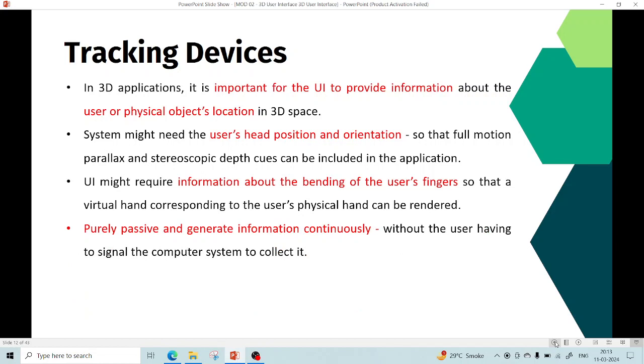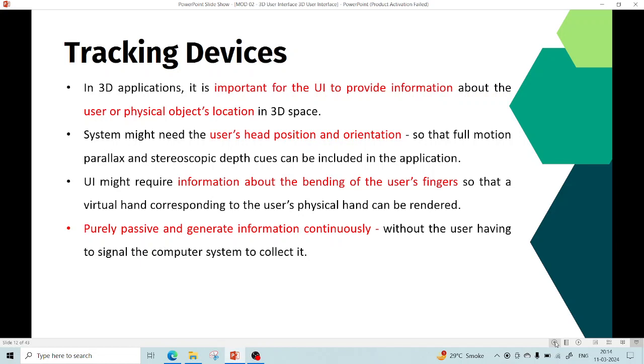These tracking devices are generally purely passive, which basically generates information continuously. So the position of the user is tracked without user having to signal the computer to collect that specific position. So for all the time, devices will give information about the location and the position and the orientation of the user or the physical object location.